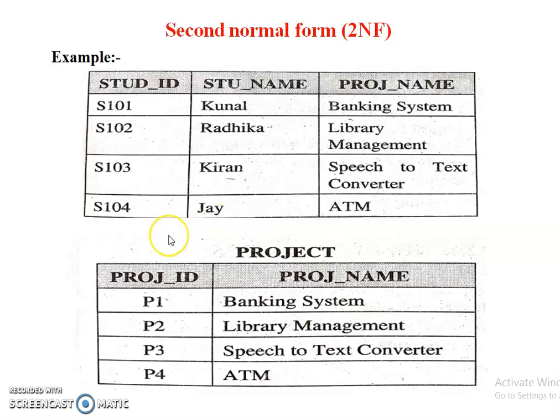Now see in this first table, student, all the non-prime attributes like student name are completely dependent upon the prime key attribute, that is student ID. It means student name totally depends on the prime key, that means student ID. Now see in this second table, that is project, the non-prime key attribute, that is project name, is completely dependent on the prime key attribute, that is project ID. So this is nothing but second normal form.